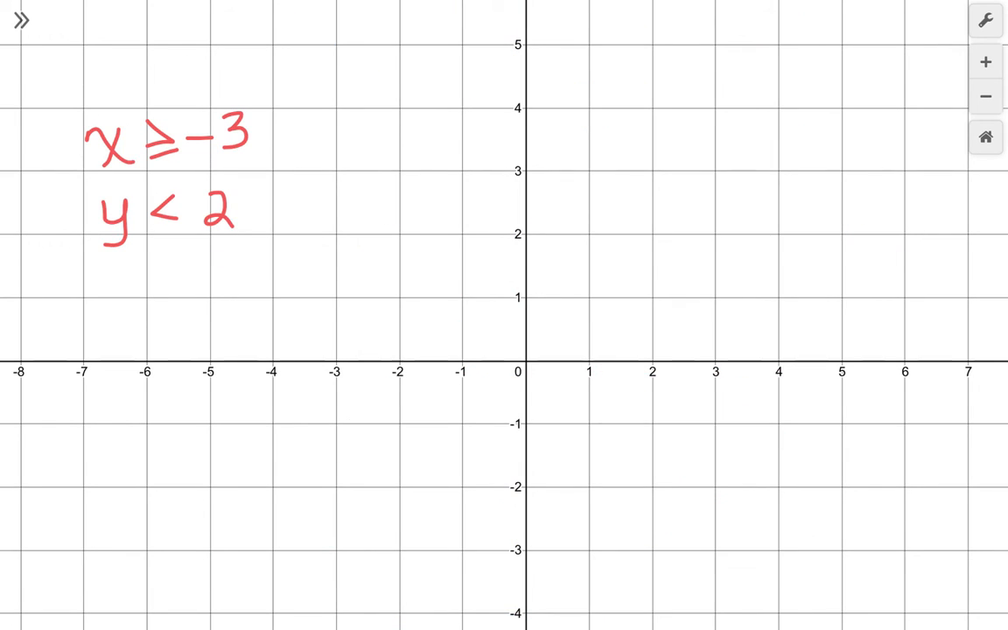Let's just try a couple more of these. x greater than or equal to negative 3, y less than 2. So we have to remember which is which here. Well, let's see. x is greater than or equal to negative 3. All of the x's are negative 3.